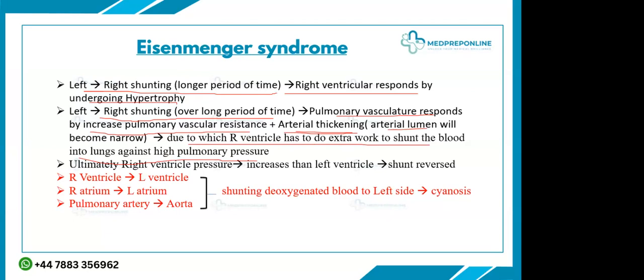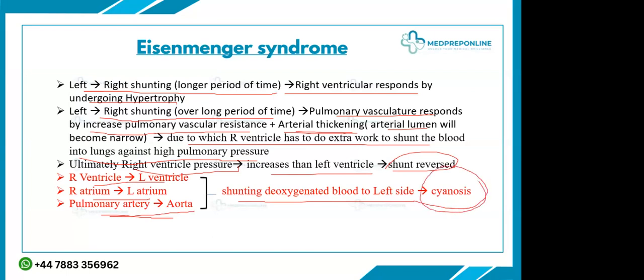Ultimately, when there is so much work done by the right ventricle, there will be right ventricular hypertrophy. The right ventricular pressure is going to increase beyond the left ventricular pressure, and the shunt is going to reverse. So from the right ventricle to the left ventricle, or if it is at the atrial level, then from the right atrium to the left atrium, and if it is at the pulmonary or aorta level, then from the pulmonary artery to the aorta. So they will shunt deoxygenated blood to the left side, which will ultimately cause cyanosis.